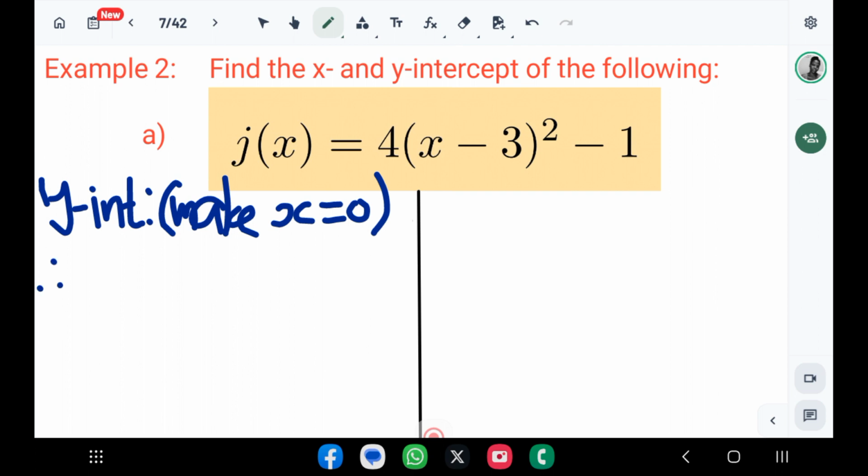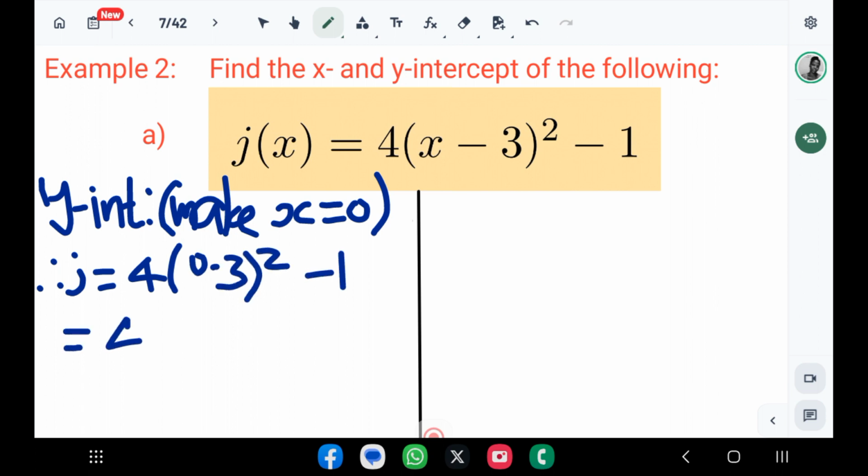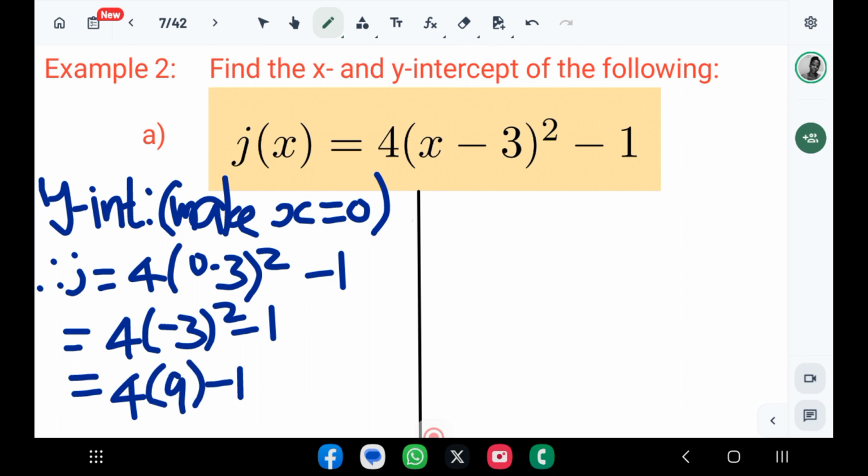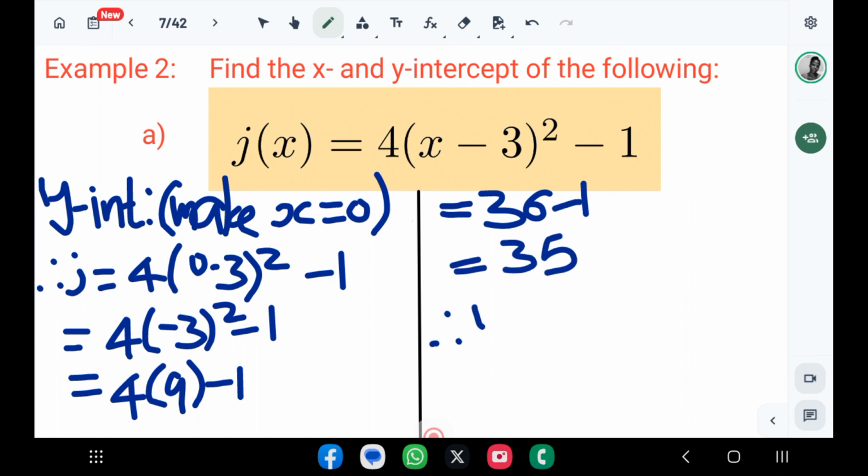When you make x 0, therefore, j becomes 4 in bracket 0 minus 3 all squared minus 1, which is equal to 4 times 9 minus 1. 4 times 9, take out a calculator. Don't try and do this by hand or by head. You'll make silly mistakes that you cannot afford to make in a test or exam. 4 times 9 is equal to 36 minus 1, and 36 minus 1 is equal to 35. Therefore the y-intercept has the coordinates 0, 35.